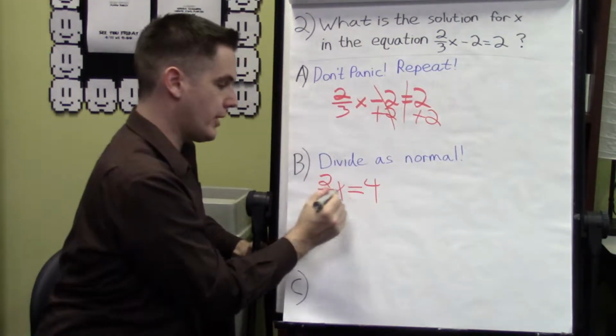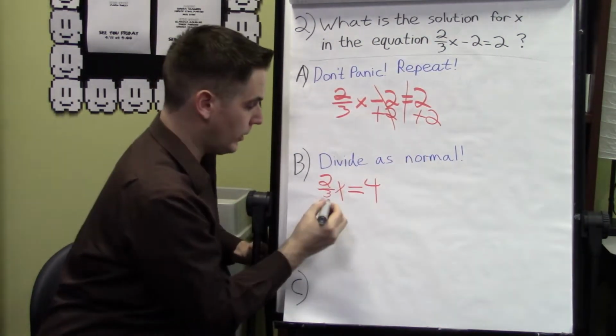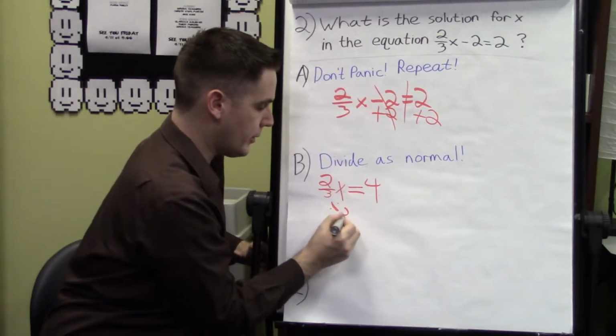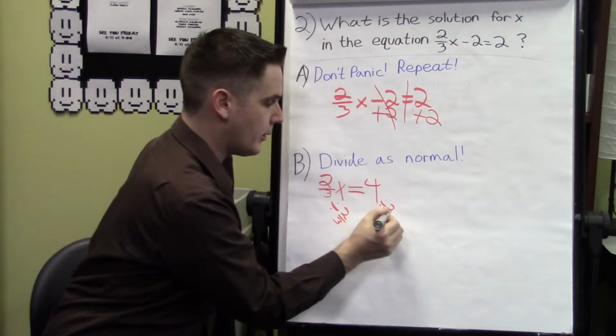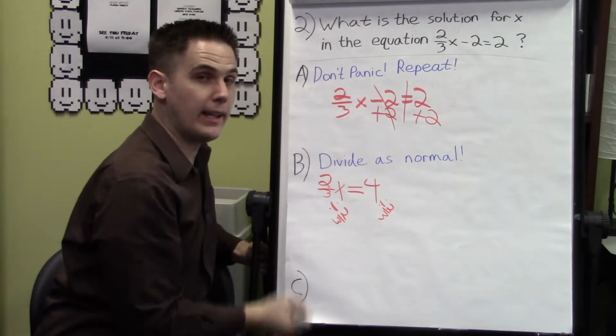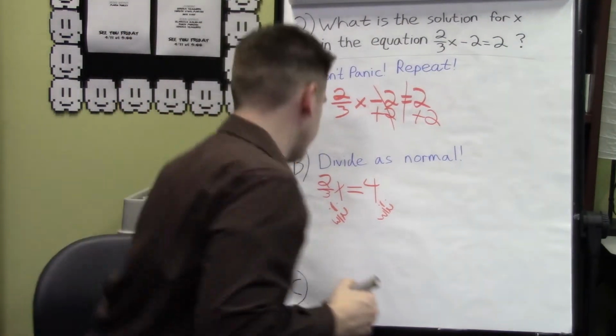Leaving us with 2/3 x equals 4. We're just going to divide as normal. So divide by 2 over 3. Now I can't do this in my head, so we're going to work it out just like we did a week or two ago.